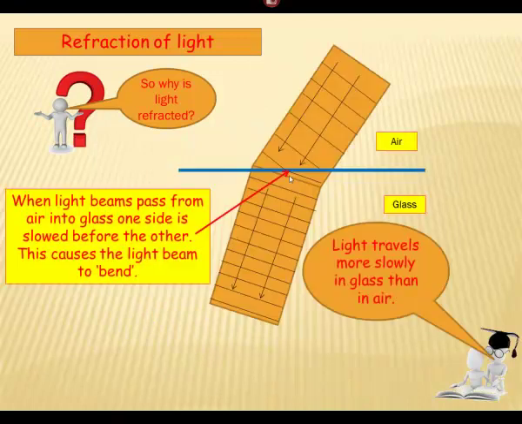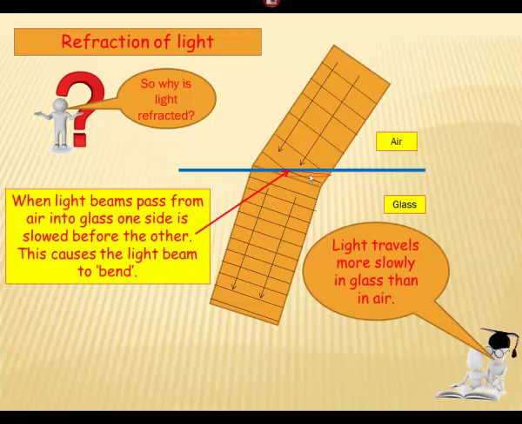Now imagine we've got air, which is a less dense medium, and glass, a more dense medium. Now light is coming down here. These are light waves coming in. When light beams pass from air to glass, one side is slowed. This side here is actually hitting the interface between glass and air before this side.